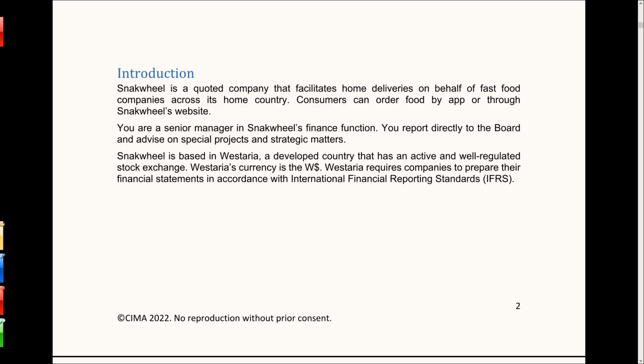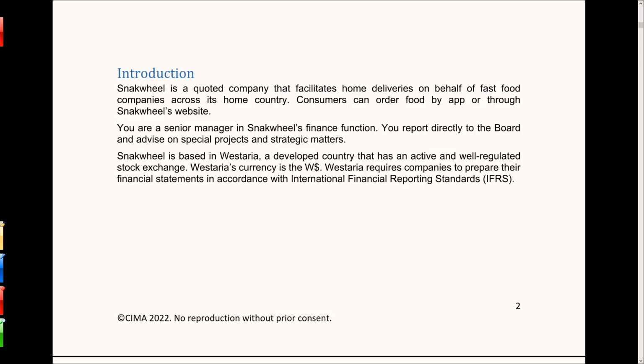Now the introduction, it's just 3 smallish paragraphs, and many students will read this and not think much of it and move straight on into the body of the pre-seen. And that might be fine for some students, but actually what I'm going to do here is show you just how much information you can get from just a few paragraphs.